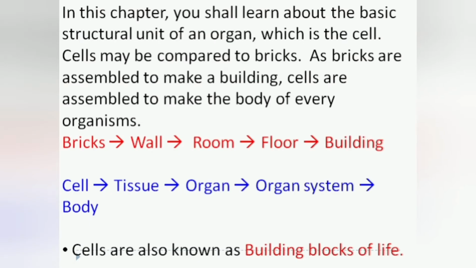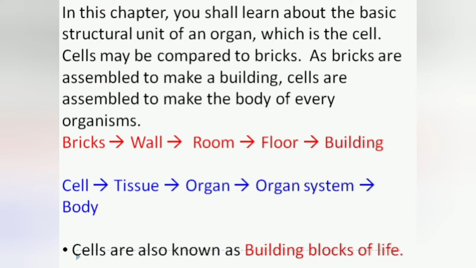We all know that in the world of living organisms, there are large varieties of organisms around us. In spite of great variations, all living organisms have basic similarity among them. They are made up of tiny units called cells. In this chapter, you shall learn about this.